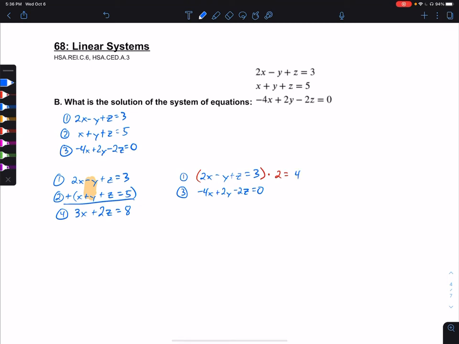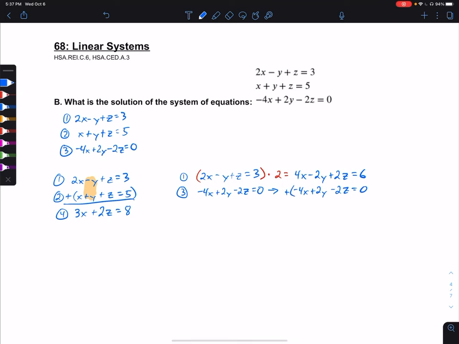So I get 4x minus 2y plus 2z equals 6. So 2 times 2 is 4x, 2 times negative y is negative 2y, 2 times z is 2z, and 2 times 3 is 6, so that checks out. And then I'm just going to bring over equation 3, which is negative 4x plus 2y minus 2z equals 0.